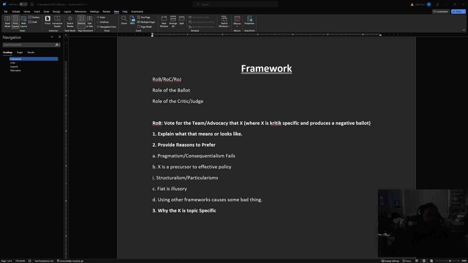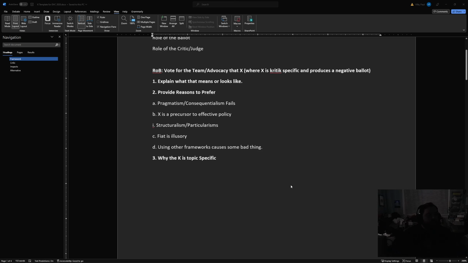So the first thing that we have here in our K generator is the role of the ballot. And the role of the ballot is always something along the lines of vote for the team / advocacy that X, where X is critique specific and produces a negative ballot. There's no point really in reading a role of the ballot that is not self-serving. Now, that's also why a lot of role of the ballots are stupid and should be pretty easy to defeat upon any kind of refutation or analysis of them.